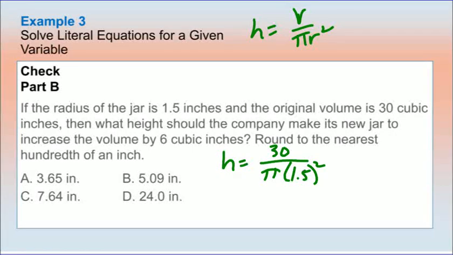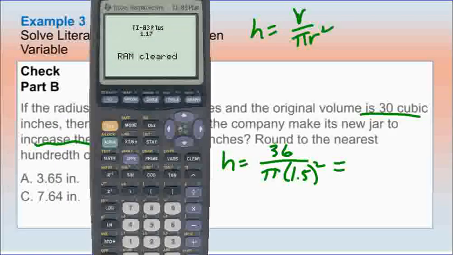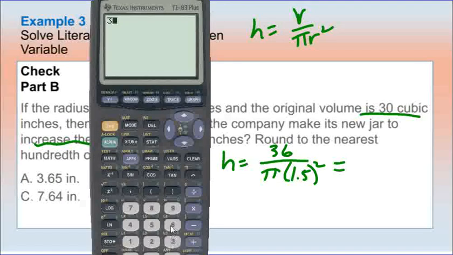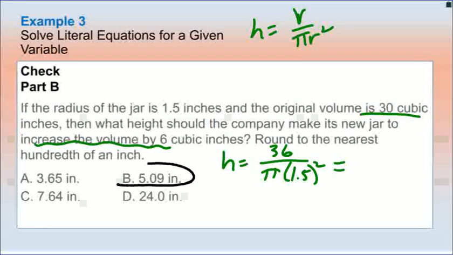Now, one thing to keep in mind is you want to increase the volume by 6. If the old volume was 30, we need to make this 36. So now, if I just put this in my calculator exactly the way it is, I'm going to type in 36 divided by, using parentheses, pi times 1.5 squared, and we get 5.0929. It says round to the nearest hundredth, 2 decimal places, that would be 5.09, which gives us answer B.